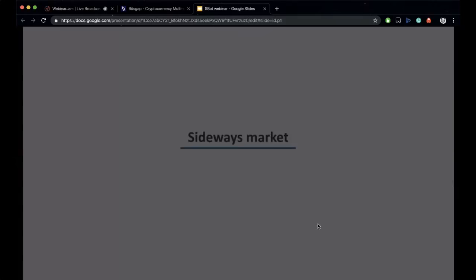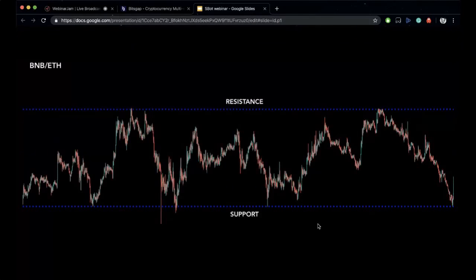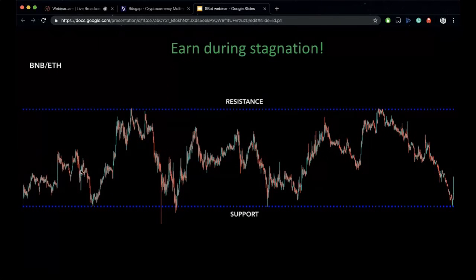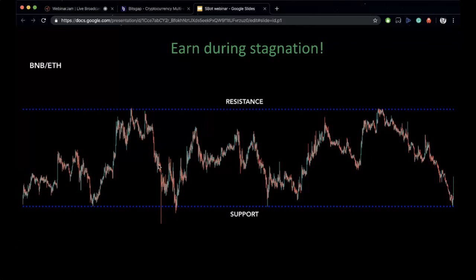Let's move on. On the sideways market, the idea is to make profits when the market is at stagnation. In this case, what I call stagnation is when the market is neither going upwards, nor going downwards. So it's kind of stuck in between.